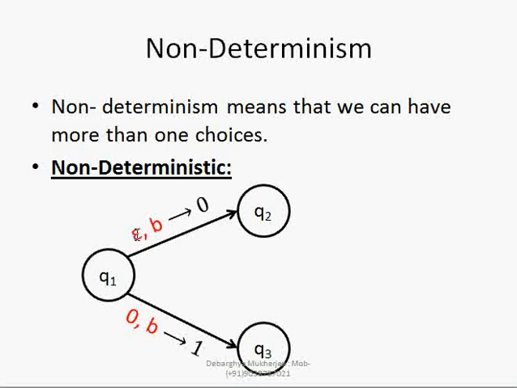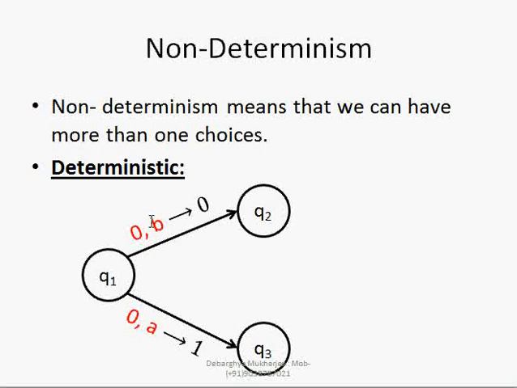Now here if we get nothing, that means an empty symbol from the input string, and the top of the stack contains B, then we are going to push 0, and if we get 0 and the top of the stack contains B, then we are going to replace it by 1. So this is also non-deterministic in nature. Hopefully the concept of non-deterministic PDA is very clear.